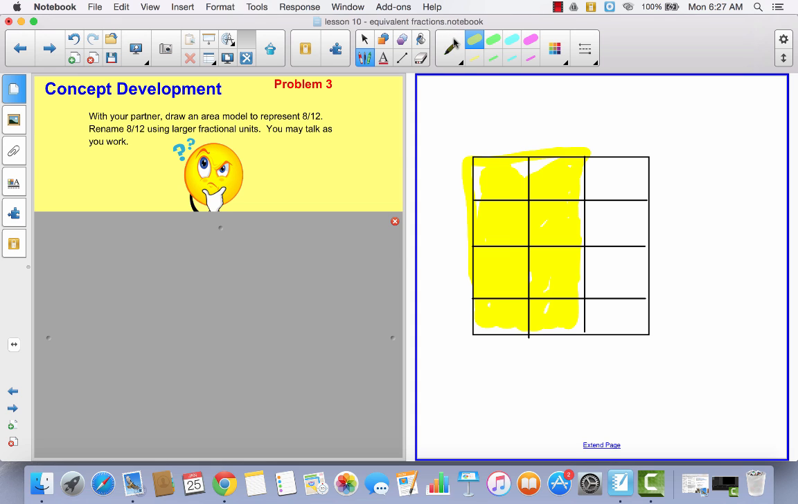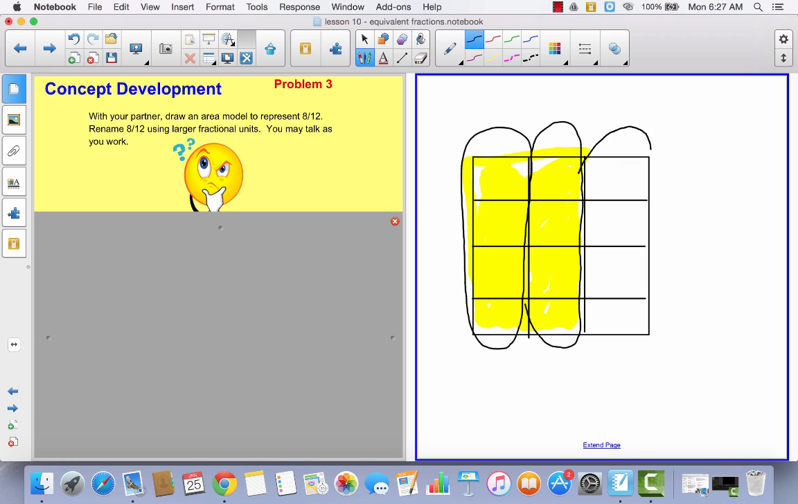Okay, now when you look at the way that I've drawn my area model, you might think to yourself, well, it's pretty obvious that you could compose these 4 units together. And you're right, it is very obvious. I want you to go ahead and circle. We're taking these smaller units and composing them into larger units. So what I have just shown here is that you can take 8 twelfths and you can show that they are equivalent to 2 out of 3, equivalent to 2 thirds.